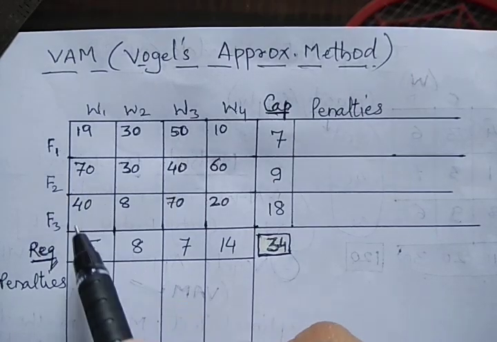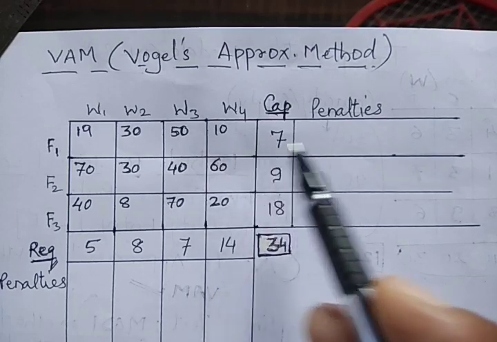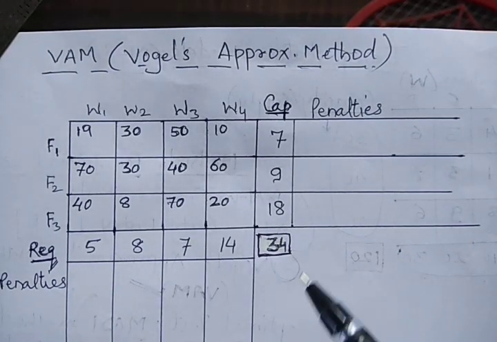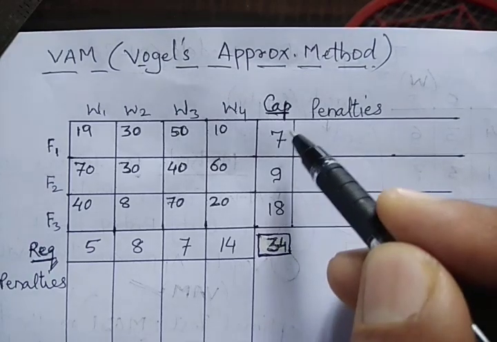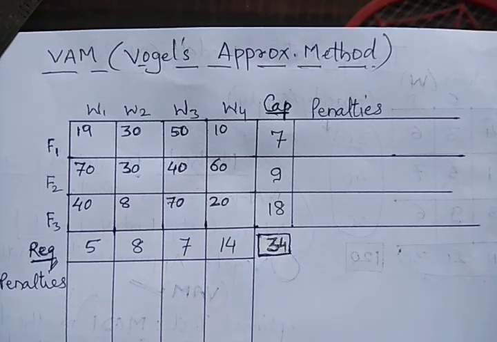Three factories F1, F2, F3 and four warehouses W1, W2, W3, W4 are given. Capacities of each factory are given. Requirements of all the warehouses are given. The first step is to check whether the sum of capacities is equal to the sum of requirements or not. So it is coming to 34.